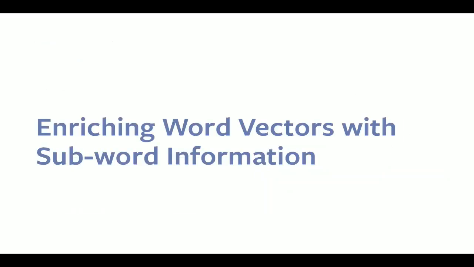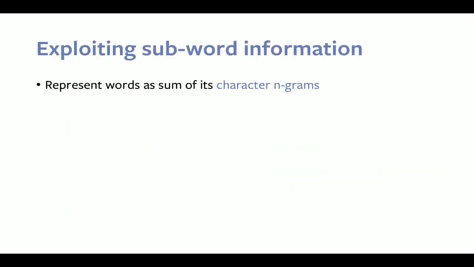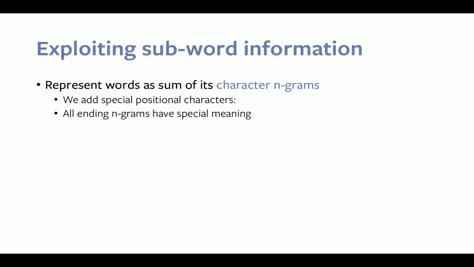Okay, I'm gonna jump now to the second application, which uses the same model and the same core of the library, but does something different. It's about enriching word vectors with subword information. We want to represent words as the sum of the character n-grams. We add special positional characters so that, for example, mangerait is gonna have a beginning of word character and end of word character.